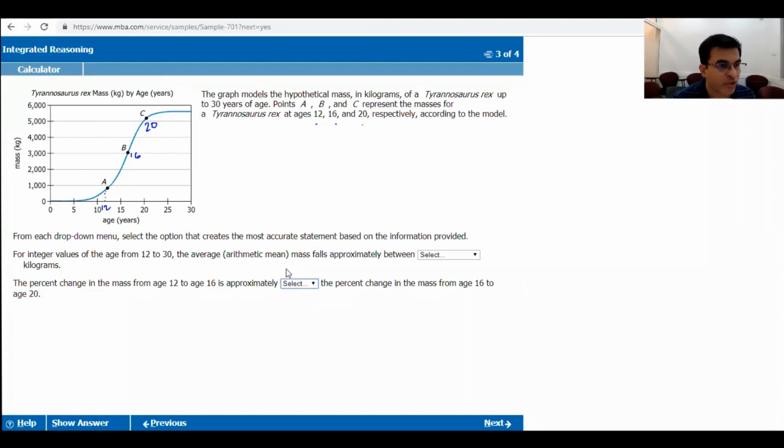So for the first sub question, for values of age from 12 to 30, which means from point A right till the end, all these values, the average mass falls approximately between what, and as we saw in the drop downs, there's a broad range. Now, how do we go about with this? What we are looking at is this curved portion. Okay, we are looking at something like this. And in this region, we have to work out an average. This is 20. This is A, and this is B. Now, how do we go about with this?